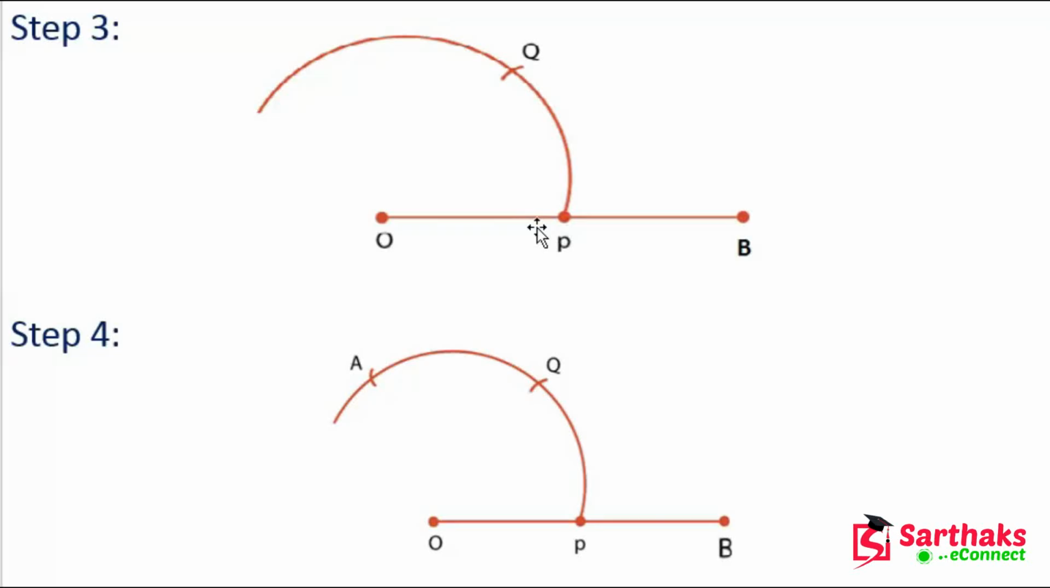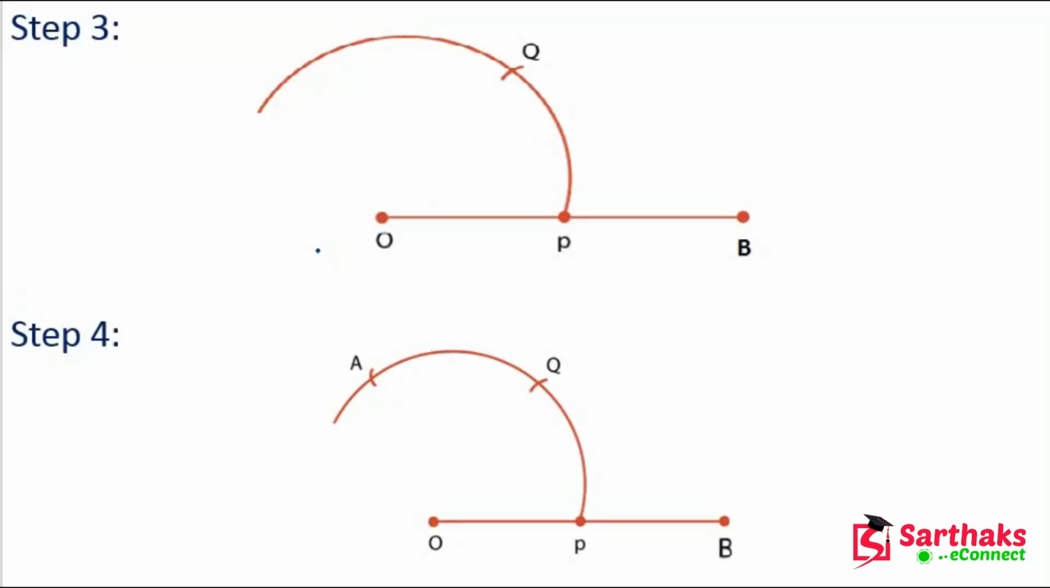Now in this step, take P as the center and with the same radius. We don't need to change the radius. We have to take the same radius. Draw an arc that cuts the first arc at the point Q. So this is the 3rd step.